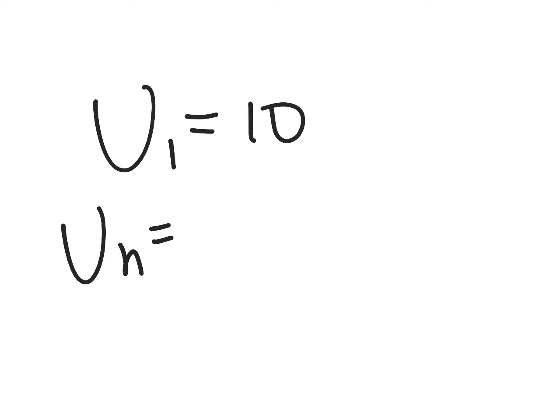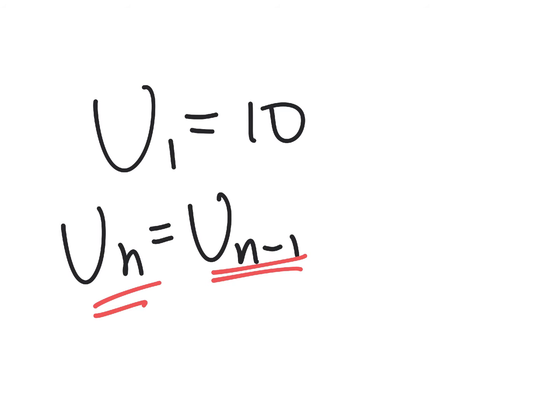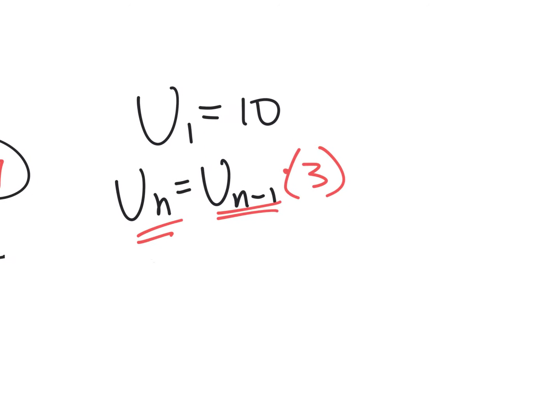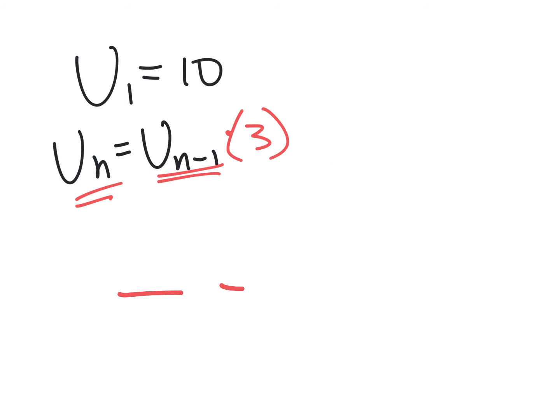Let's do a geometric. U1 equals 10. U sub n equals, you know what always comes next? Always, as in every single time, Un minus 1. What it's saying is the term right in front of this term, times 3, but we put a parentheses when we're going to times something. Would you tell me what the first 3 terms are of this?